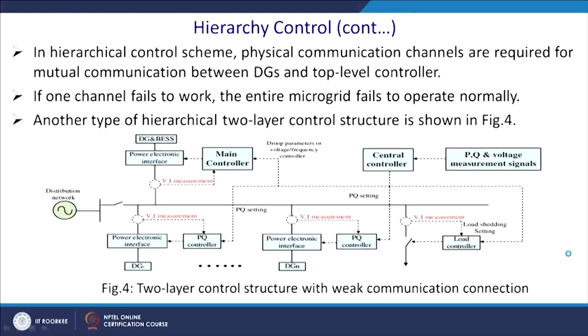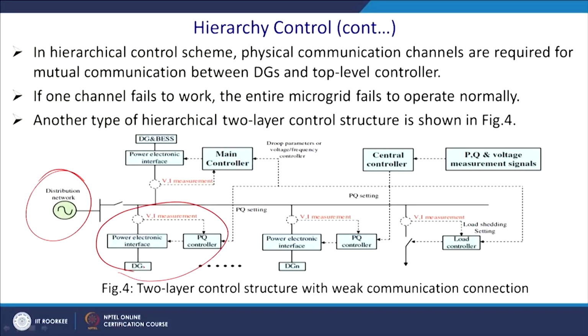So, let us see this figure 4. So, this is your main grid, and you have a main controller, and the main controller will work with the DG and BSS and power electronic interface requirement. Thereafter, it will send the signal to the local load and the sources.